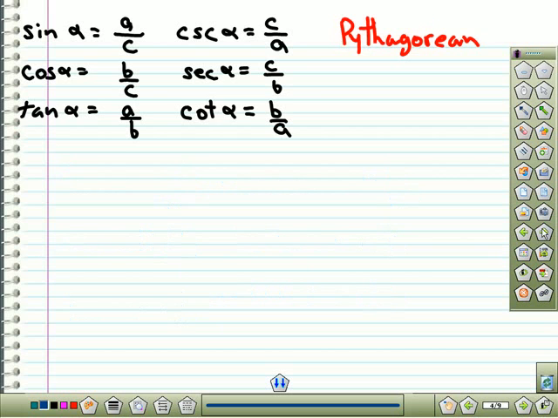Okay, let's look at something else. Another observation I want to make is related to the Pythagorean theorem, and it's called the Pythagorean identity. This is a very important identity, and I want to introduce it now because it's something you're going to see over and over again. But the Pythagorean identity goes like this.